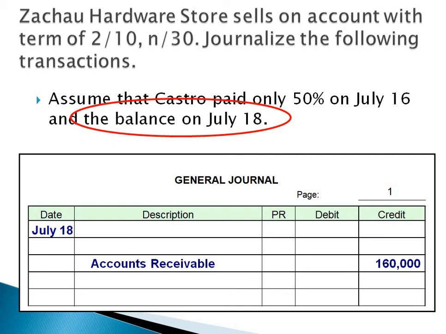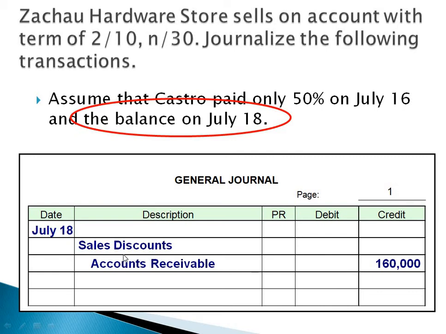From Castro's point of view, that discount is called purchase discount. But we are on the perspective of Sakaw hardware store. And from Sakaw's perspective, that discount is known as sales discount with a normal balance of debit. The next important question is, how much must be the discount?